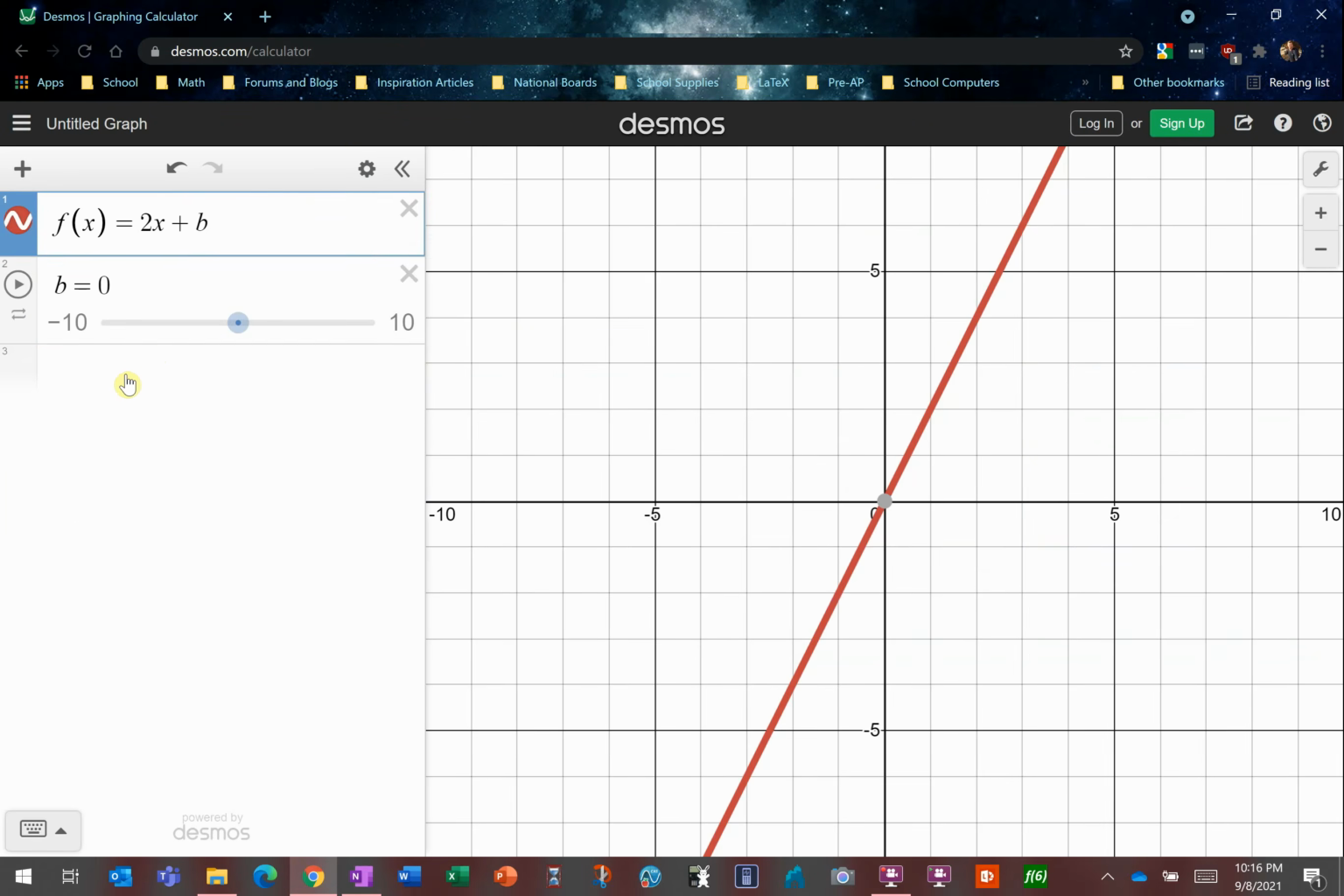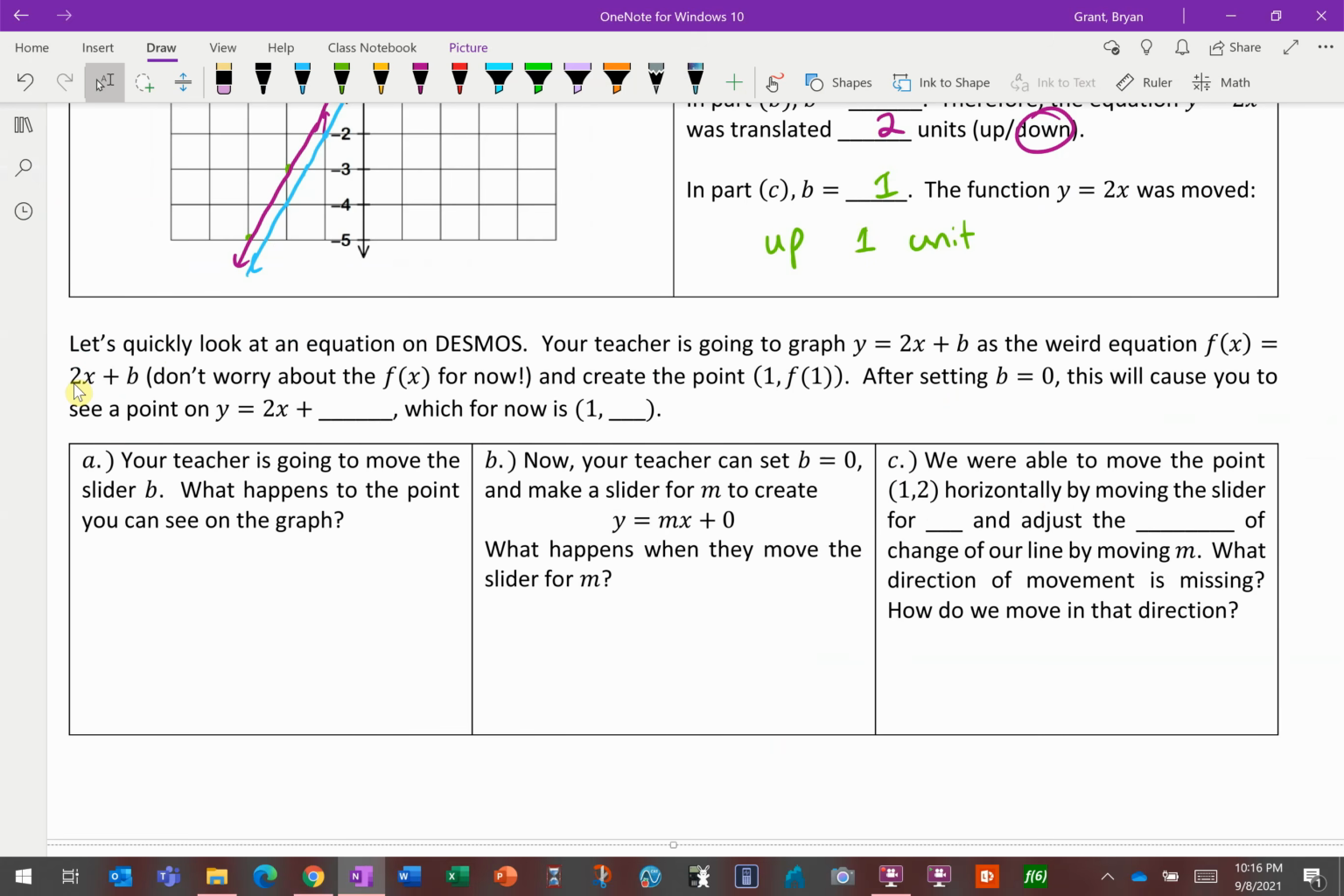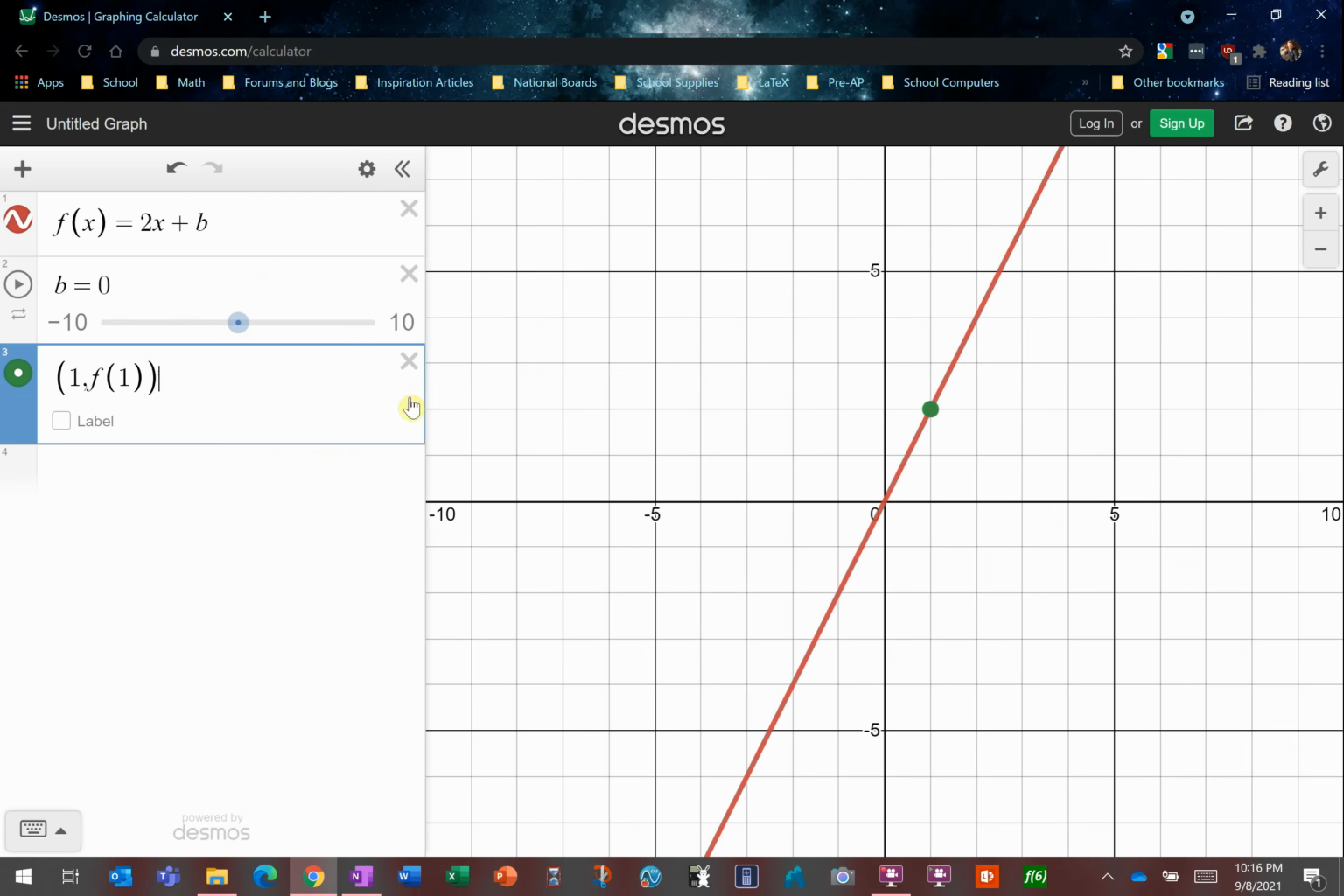And then I'm also going to create a point on this red graph, 1, so that is over 1, and then up to the graph. But again, I'm going to use my fancy notation. This is called function notation. And what this is going to do is keep the point attached to the graph for an x value of 1. So when I set b equal to 0, this is going to cause us to see a point on the graph y equals 2x, not plus b, but plus 0. b is 0. And our current point right now is over 1, up 2.